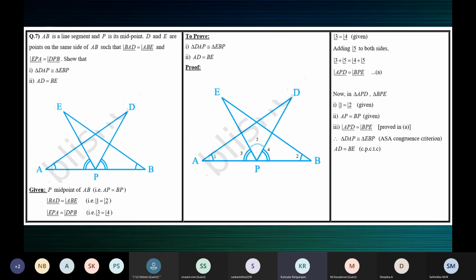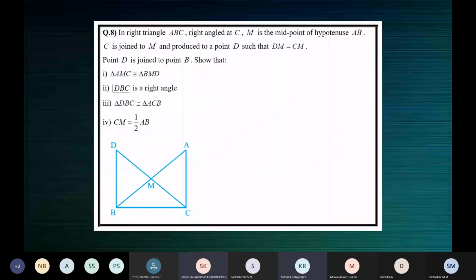We finished this one yesterday, right? Yes, ma'am. All right, children. So this is the next one. This is the last one in exercise 7.1. See the details given about the figure.